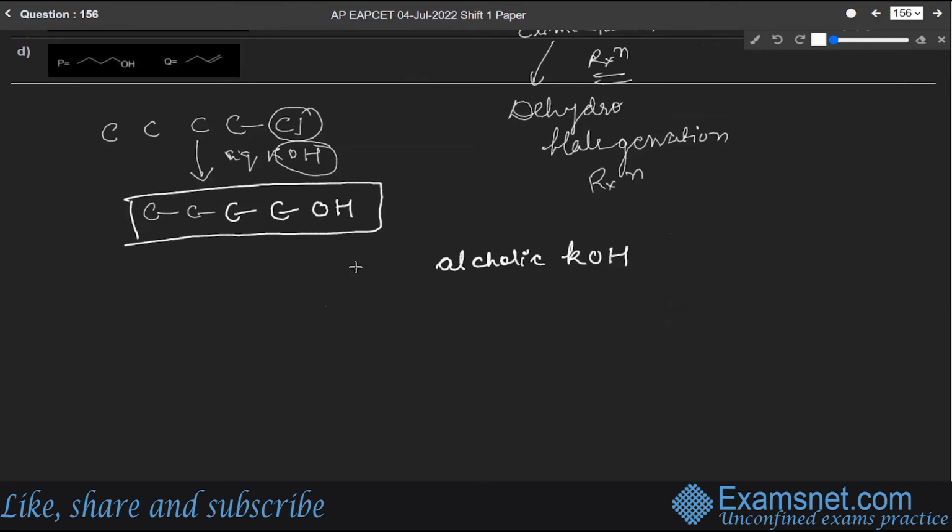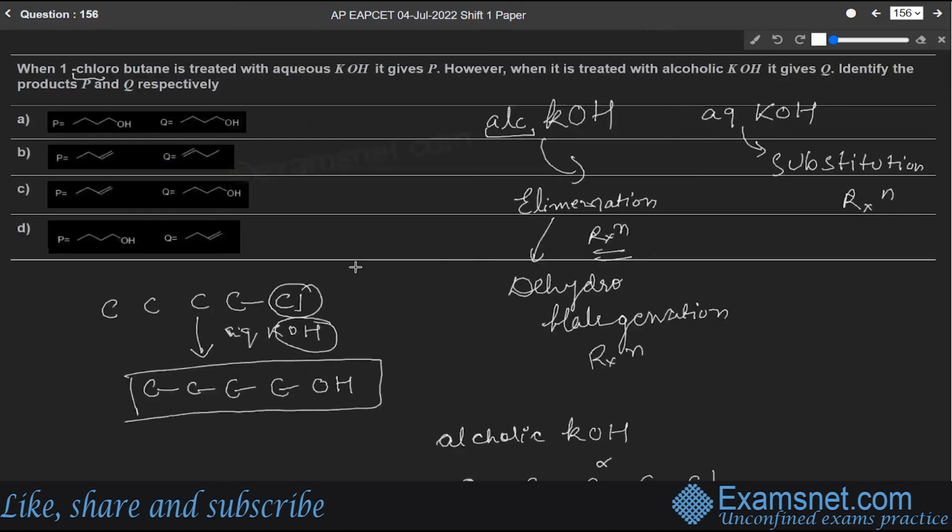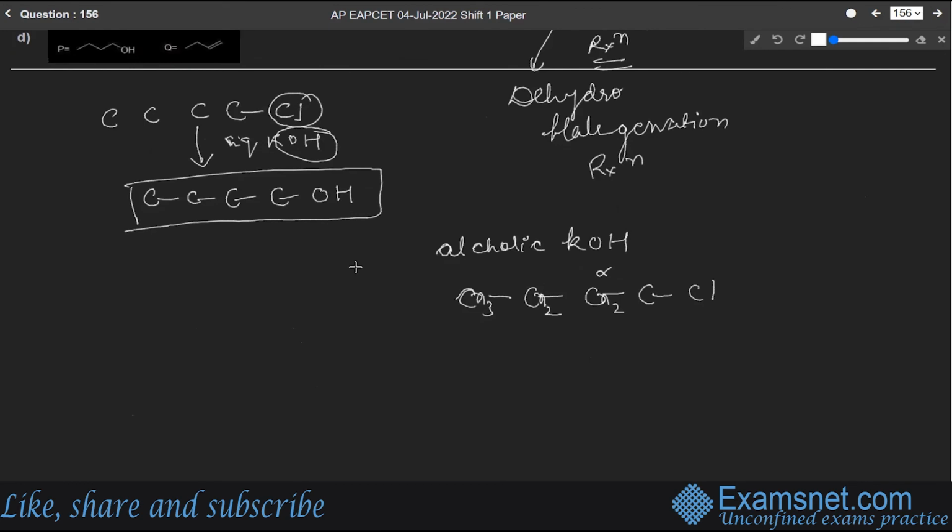for the alcoholic KOH, you have to do an elimination reaction. How do you do the elimination reaction? I'm telling you one trick for that. Cl is given to you. What you have to do is an alpha-beta elimination. This is CH3, CH2, CH2, CH2, Cl.